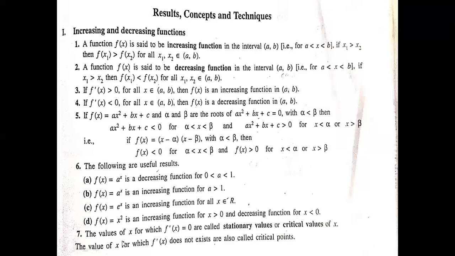The seventh point, the values of x for which f dash x is equal to 0 are called stationary points. Yes, if we find the first derivative of the given function f of x and equate it to 0, we'll get some points. Those points are called critical points, critical values, or stationary values of x. The values of x for which f dash x does not exist are also called critical points.